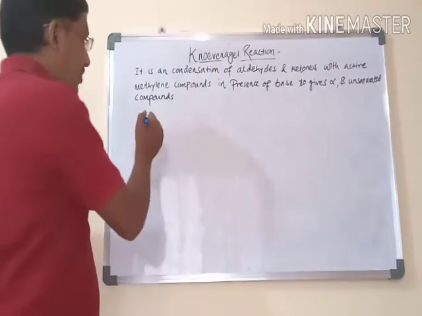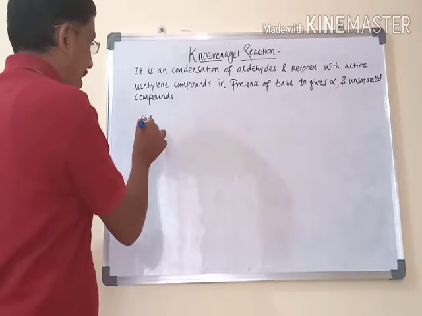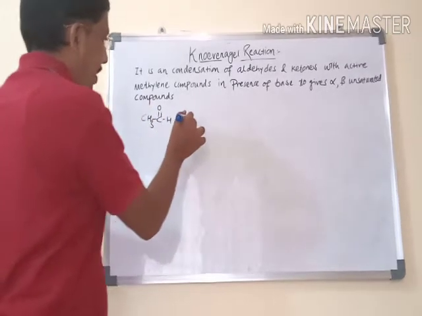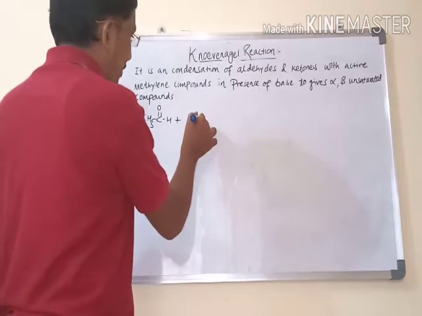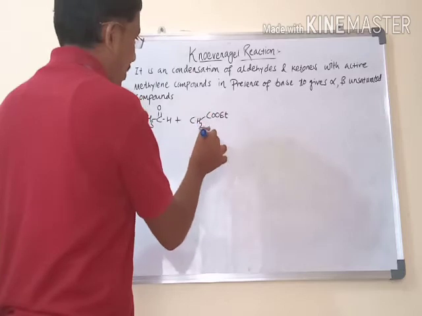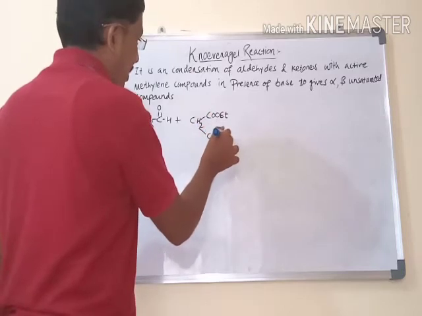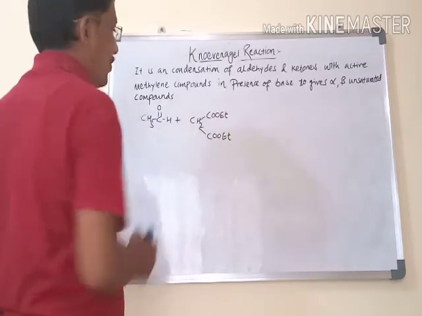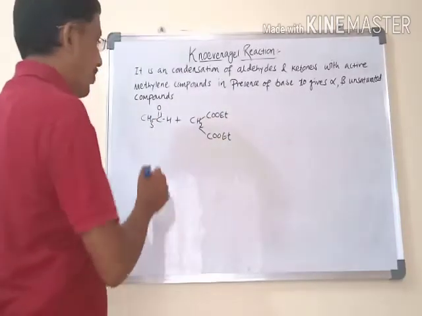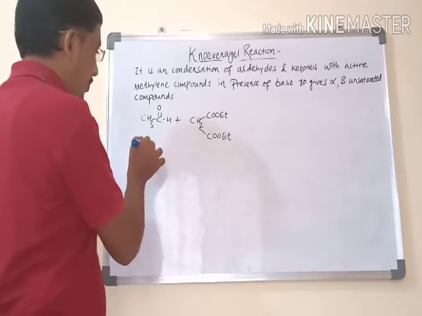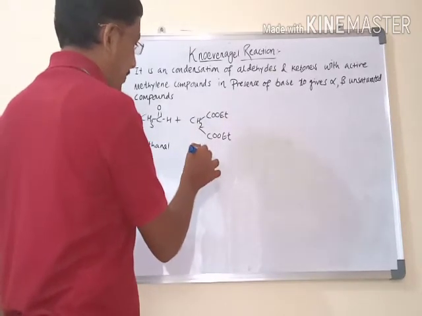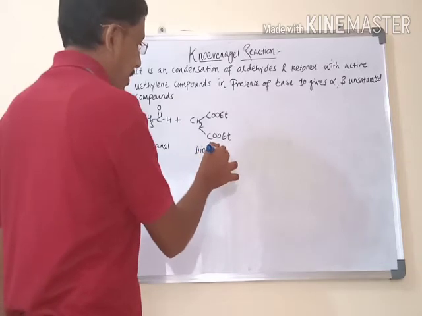Now we see the example as acetaldehyde is treated with a malonic ester, that is diethyl malonate. Active methylene compounds are those compounds that methylene group is attached to strong electron withdrawing group. Its IUPAC name is diethyl malonate.